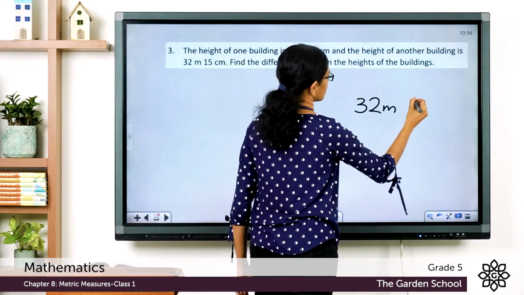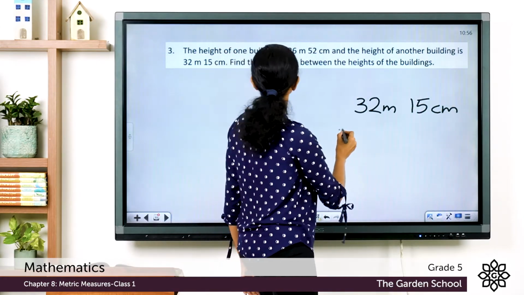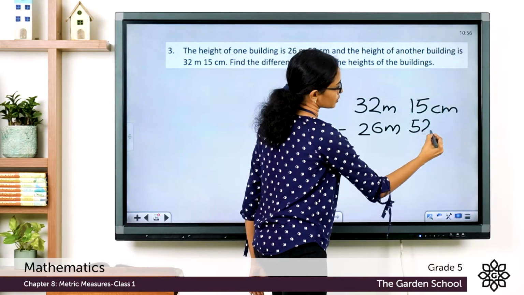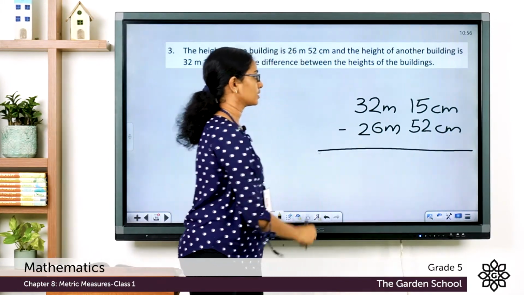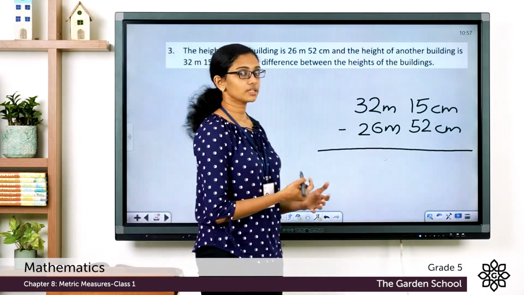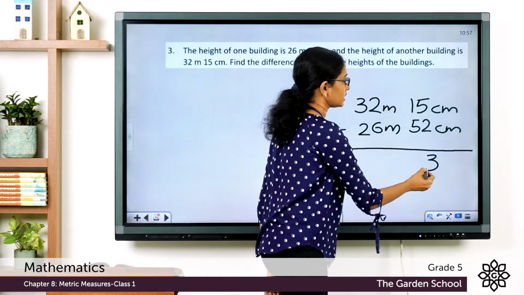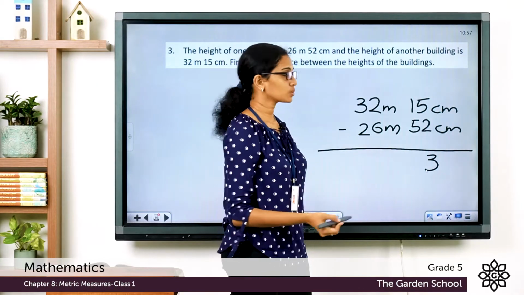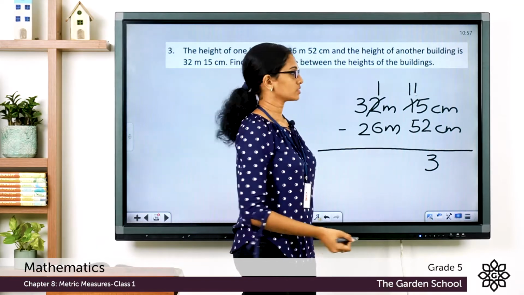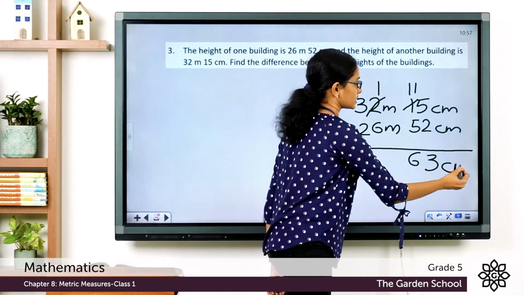32 meter 15 centimeter. Now, the next one is 26 meter and 52 centimeter. So right now we have written the given measurements in proper column of units. Let's do the subtraction. 5 minus 2. What is 5 minus 2? It is 3. Now 1 minus 5. We cannot do that, so let's borrow. So here it becomes 1 and here it becomes 11. So right now it is 11 minus 5, that is 6. So that is 63 centimeter.